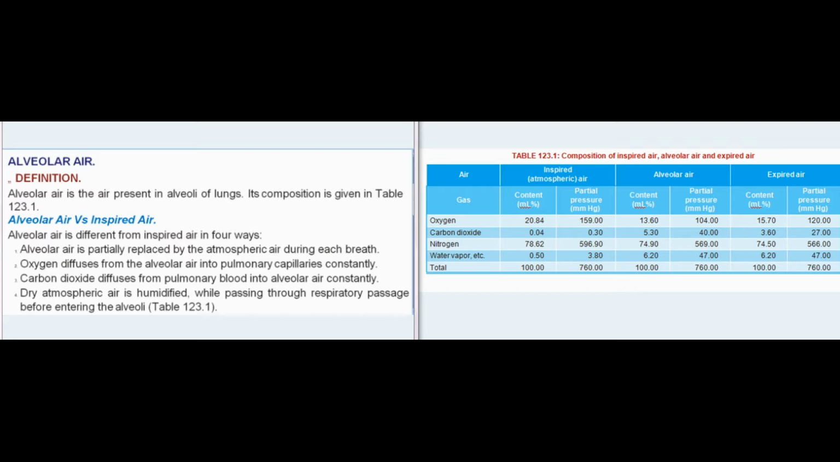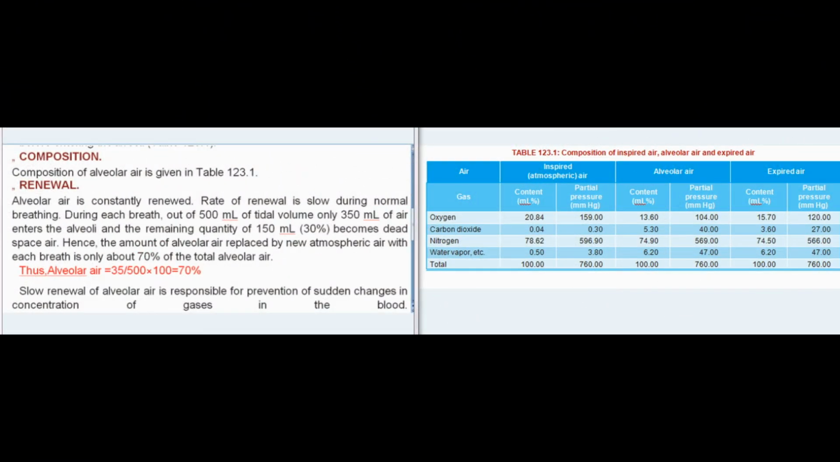Alveolar air is partially replaced by the atmospheric air during each breath. Oxygen diffuses from the alveolar air into pulmonary capillaries constantly. Carbon dioxide diffuses from pulmonary blood into alveolar air constantly. Dry atmospheric air is humidified, while passing through respiratory passage before entering the alveoli, Table 123.1. Composition. Composition of alveolar air is given in Table 123.1.